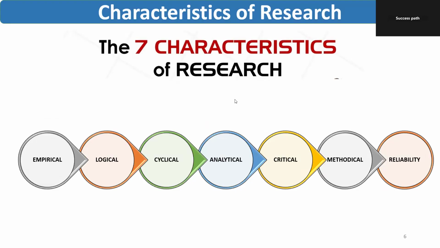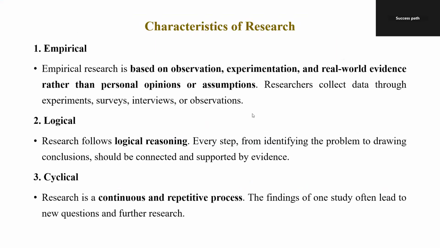Okay, first one, the 7 characteristics of research. This is very important. They will ask you these names: empirical, logical, cyclical, analytical, critical, methodical, and reliability. These are the 7 characteristics of research. First one, what is empirical? Empirical research is based on observation, experimentation, and real world evidence rather than personal opinion or assumption. Researchers collect data through experiments, surveys, interviews, or observation, because decisions are based on facts and evidence.